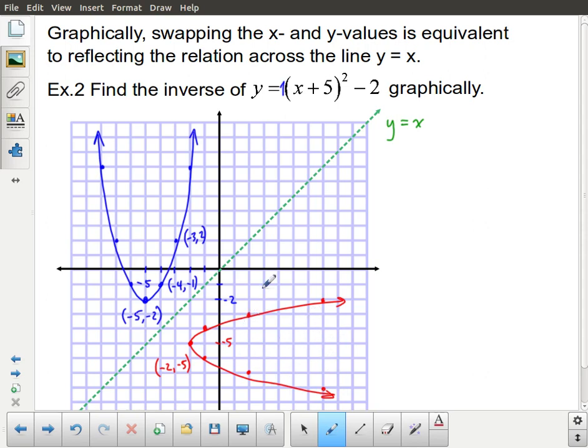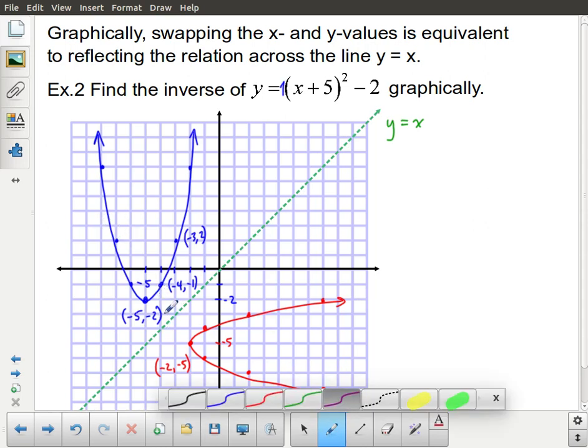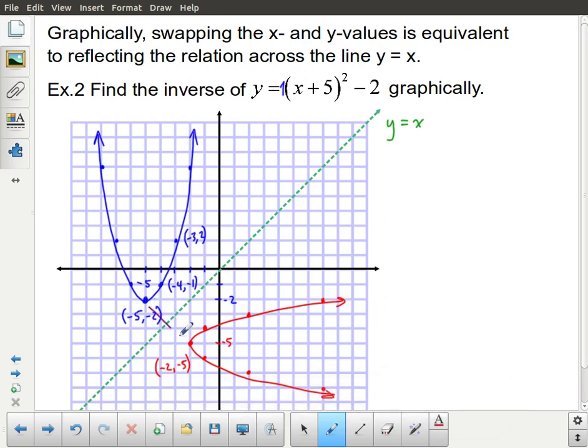I didn't do great there. And now if you take a look at this blue parabola and compare it to this red parabola, this green dotted line acts like a mirror. So all of the points from this blue parabola have been reflected across to this red parabola. And you can see I'm showing you that with these purple lines.